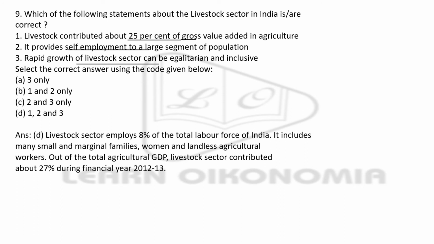So out of the total agriculture GDP, the livestock sector is contributing 27%. It is not the contribution of the livestock sector to the GDP, but it is the contribution of the livestock sector to the contribution made by the agriculture sector to GDP. Okay, it is the contribution of the livestock sector to the agriculture sector. You have to be very clear about that. 27% is the contribution of the livestock sector to the agriculture sector.